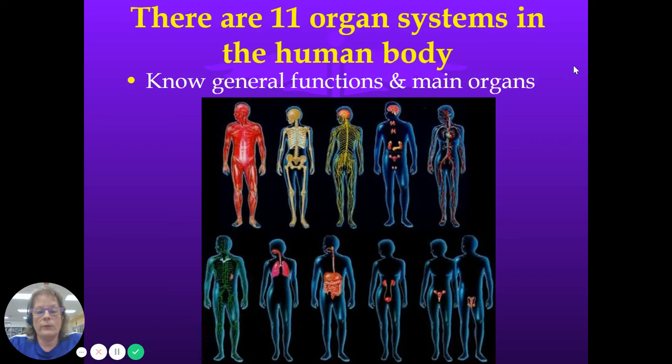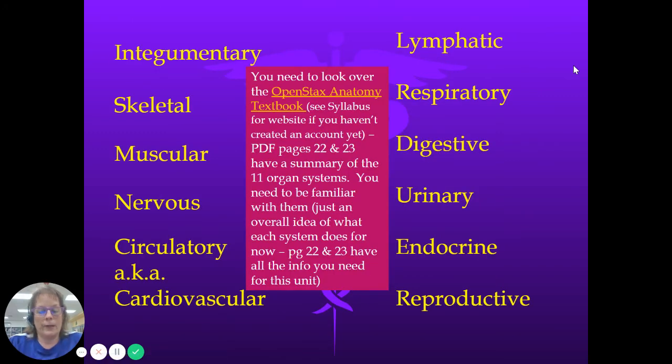And I have on here, know the general functions and main organs. So on this slide here, that shows you all 11 organ systems. You can see circulatory, aka cardiovascular, because depending on which textbook or whatever you're using, but they're the same system. But in the pinkish reddish box in the middle, this is where you're going to use your OpenStax anatomy textbook, the one that's online that I mentioned from the syllabus. In the syllabus is the website, but you can do a Google search for OpenStax and you'll find it. You do have to create an account, but it's free. You can pretty much download the PDF of the textbook if you have the ability to do that on your computer.